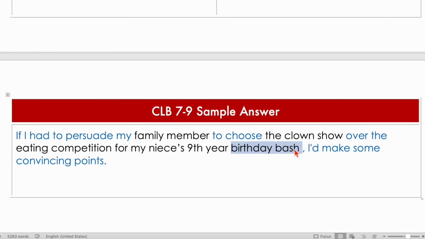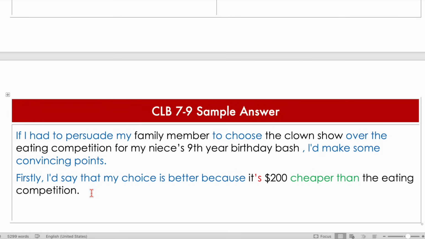Also said here, birthday bash. Whenever I can use a word that I know is common for birthday parties, for example, birthday bash, I will try to use it, okay? Or expressions or slang, okay? So now let's get to my first idea.